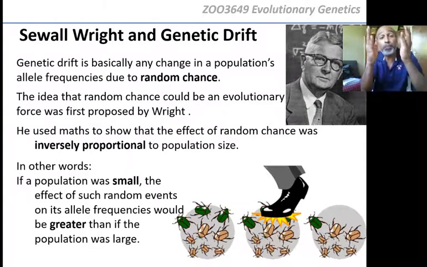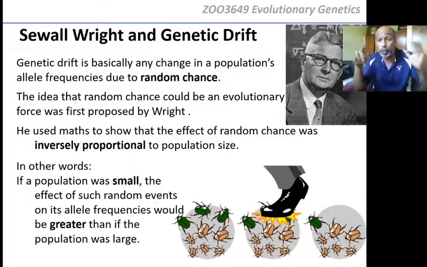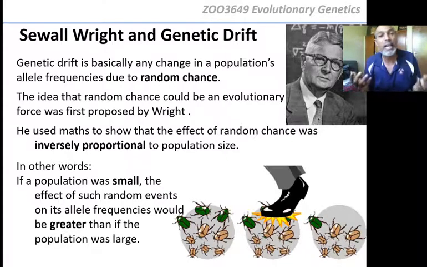So that's the point, right? In a big population, you can have a random event. It's not that important.